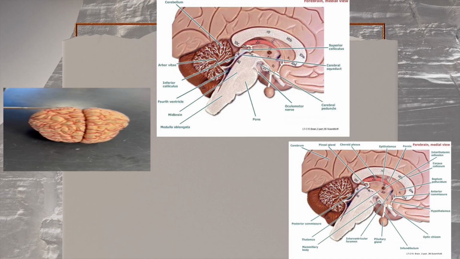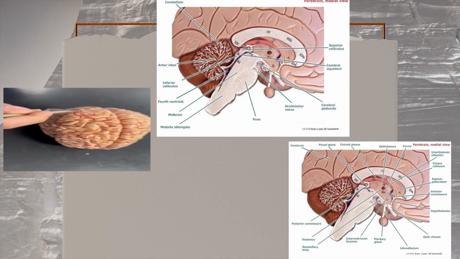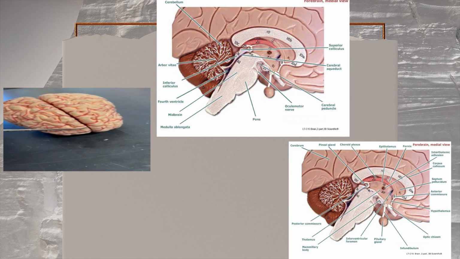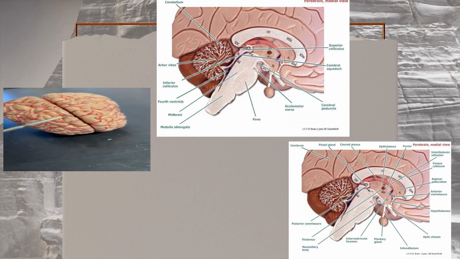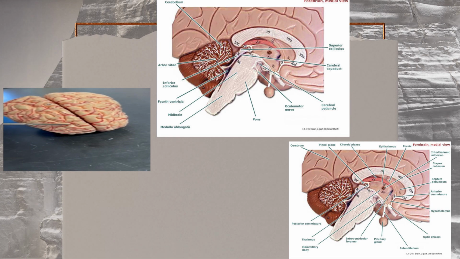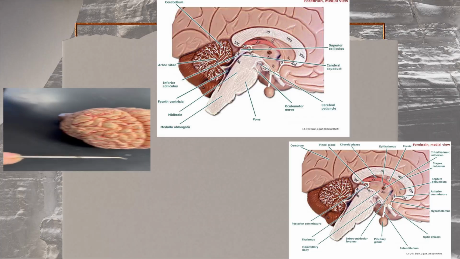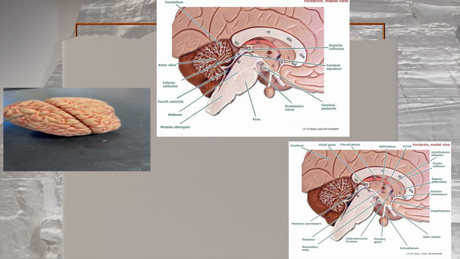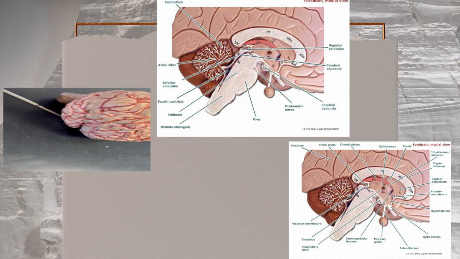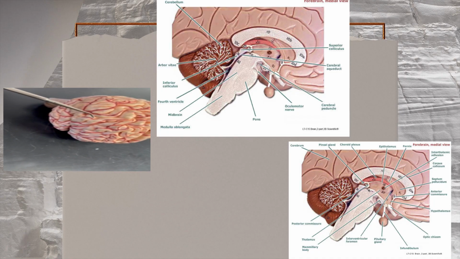So the precentral gyrus in the frontal lobe controls voluntary movements, and the postcentral gyrus, behind the central sulcus, right here, receives and processes touch and body sensations. So we have the central sulcus, the precentral gyrus, and the postcentral gyrus. And then around in this region, we have the lateral sulcus, which separates the temporal lobe from the frontal and parietal lobes.